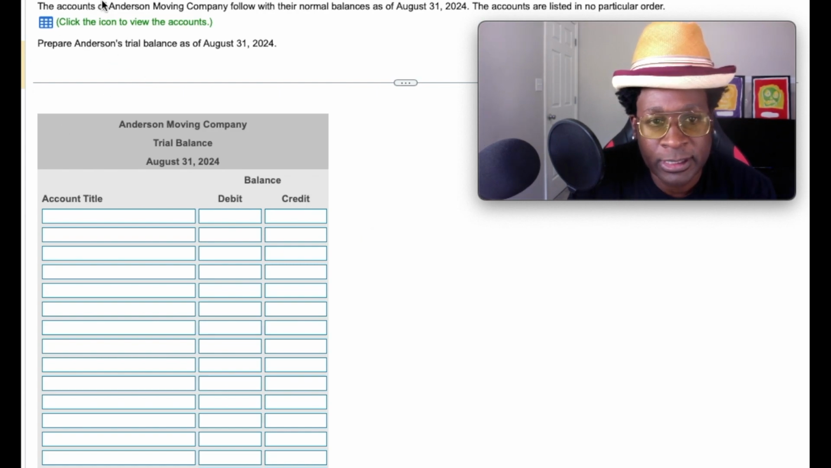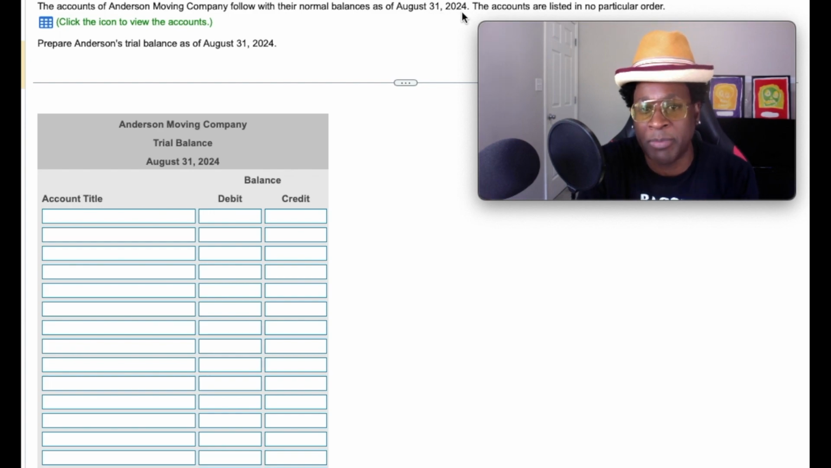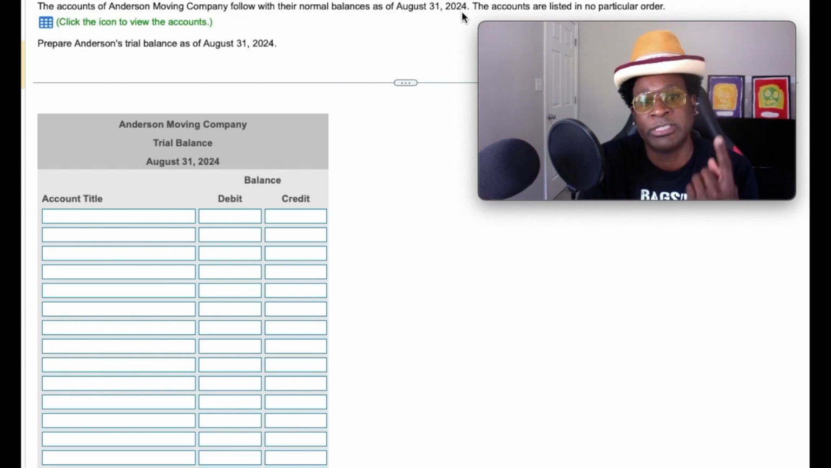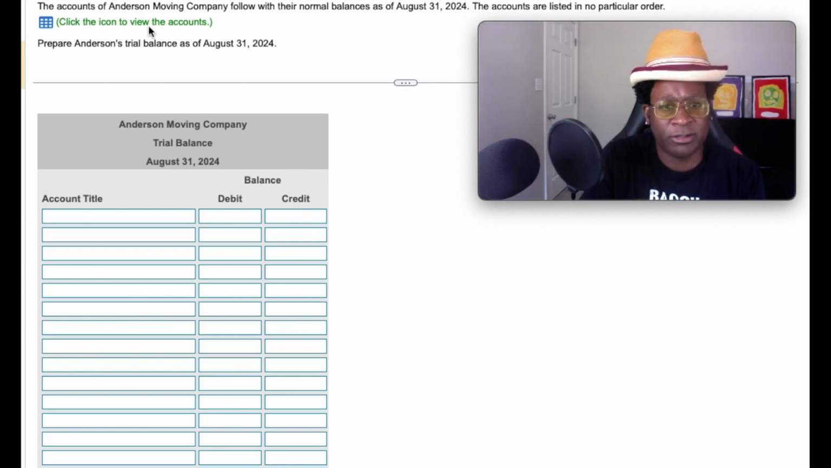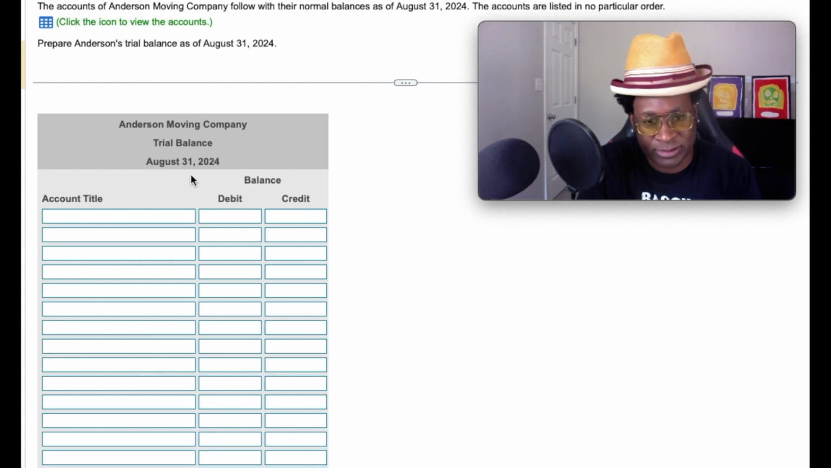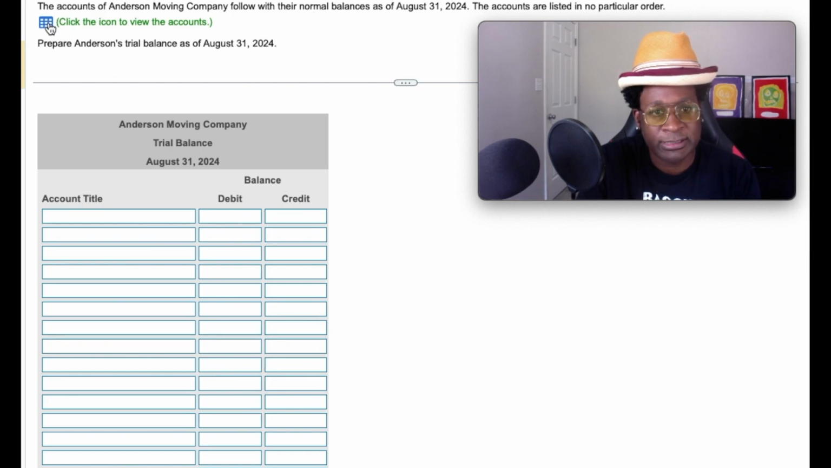The accounts of Anderson Moving Company follow with their normal balances as of August 31st, 2020. Remember, gang, normal balance is just the side on which the particular account increases. The accounts are listed in no particular order. So let's take a look at the accounts. Obviously, we're going to have to make a trial balance. We see that. So let's look at these accounts.